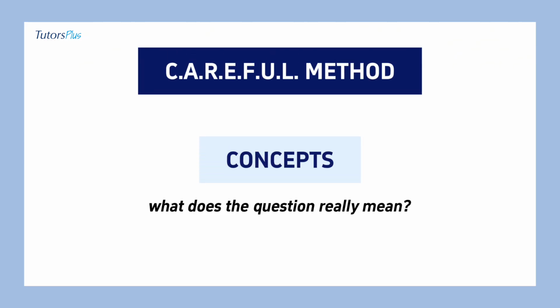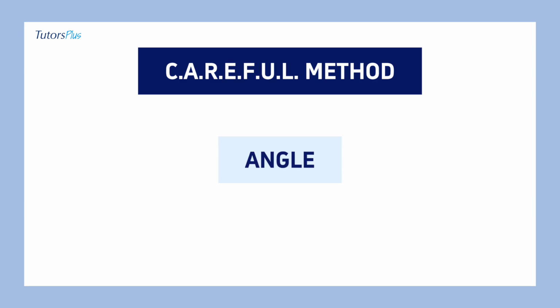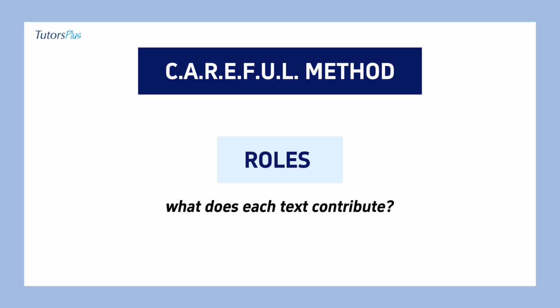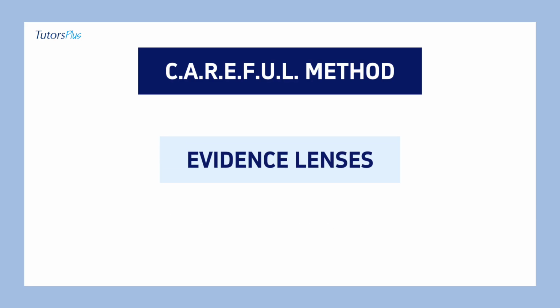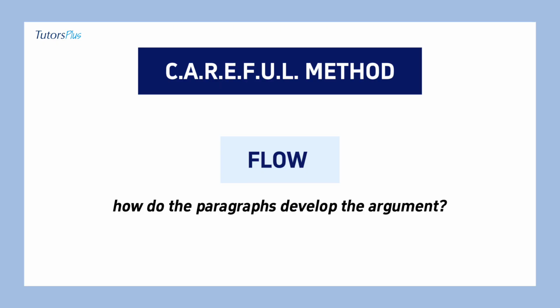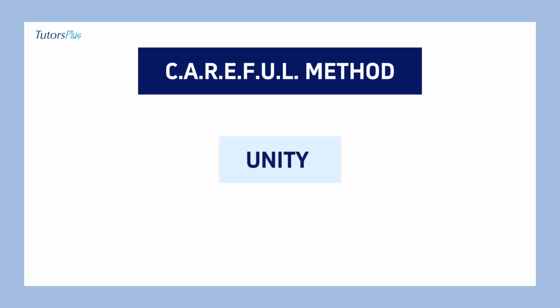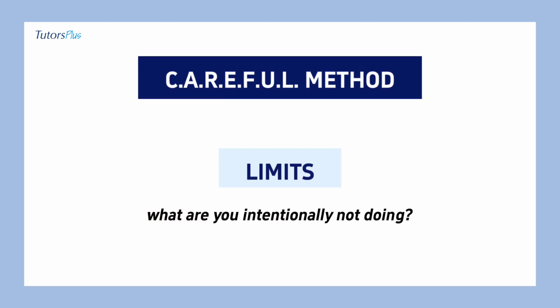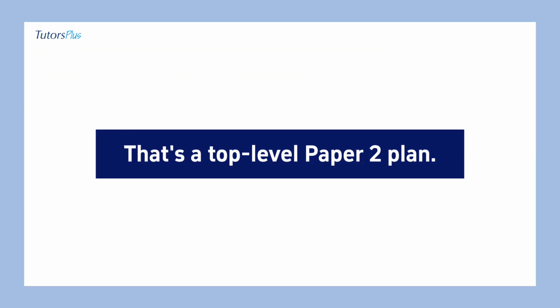So the full method then. Concept, for C, what does the question really mean? Angle, for A, how do the texts differ? Roles, for R, what does each text contribute? E, evidence lenses, how will you compare them? F, for flow, how do the paragraphs develop the argument? U, for unity, does everything serve the same idea? L, for limits, what are you intentionally not doing? And that's a top-level Paper 2 plan.